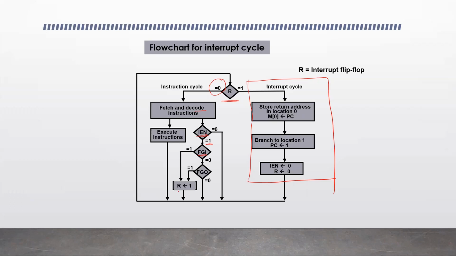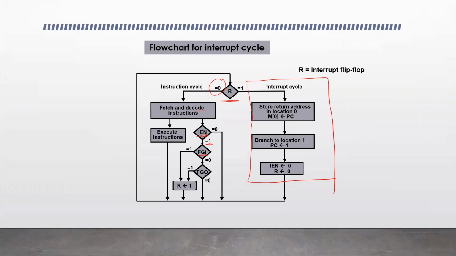In this case R is set to 1. R is our interrupt flip-flop. It is set to 1 and it goes back. When R is checked and it is 1, the interrupt cycle is executed. And FGI is 0 in the other case.